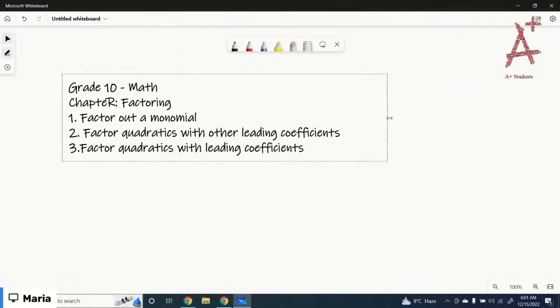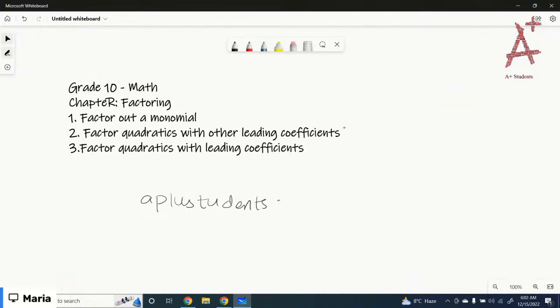So we're going to start with grade 10 maths. You can find all the lessons on aplusstudents.com. You have to log in there using your email address and password provided by the administrator. Then you have to select math from the subject tab. Scroll down to grade 9 maths.